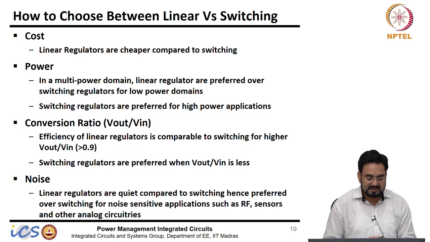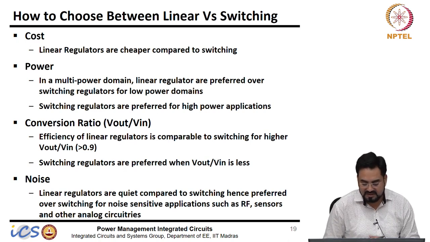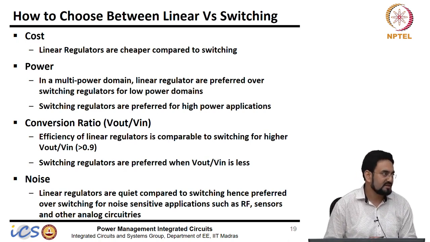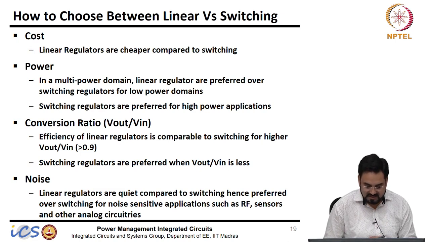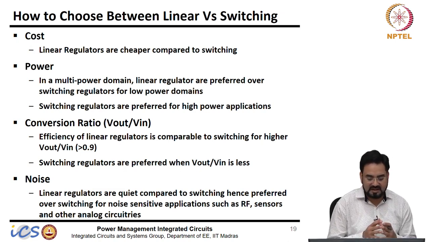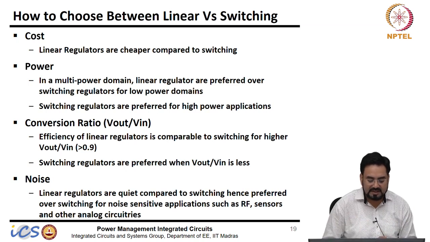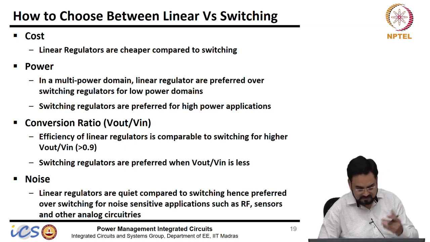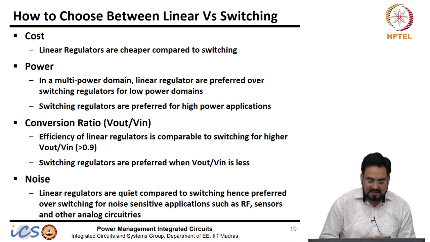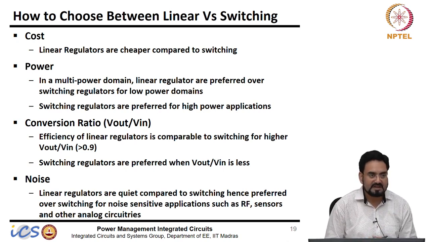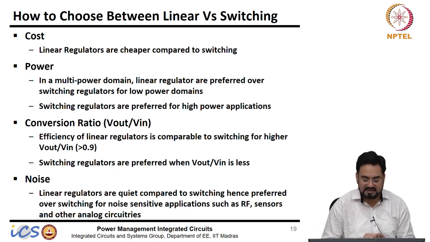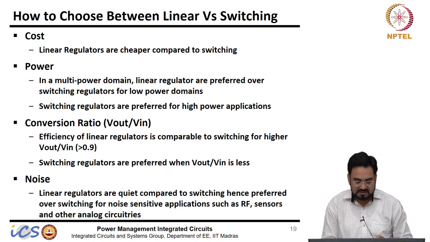Power is another thing. In a multi power domain, linear regulators are preferred over switching regulators for low power domains, because let us say 90% of the power is being catered by switching and only 10% by linear regulators. Even if your linear regulator has lower efficiency, the overall impact on the efficiency will be negligible. Switching regulators are preferred for high power applications. That is what I meant when I say 90% of the power is delivered by the switching regulator.